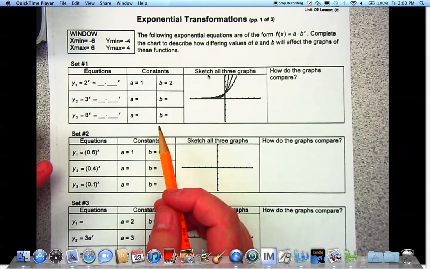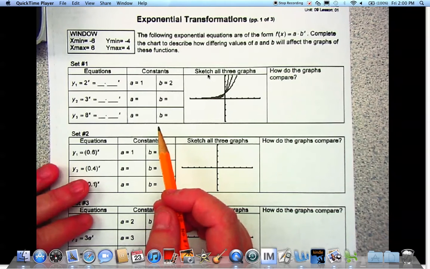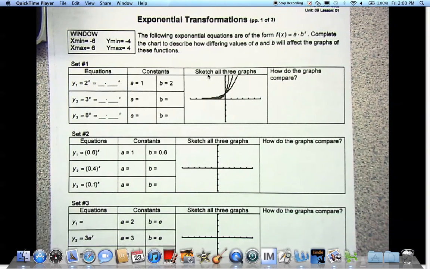Guys, we're getting ready. We're starting. Okay, exponential transformations. I want to do this and get it done, and then you'll have some free time. Okay, you have your windows set at x-min is -6, x-max is 6. Where's my calculator? Hey, is this the same stuff we've been doing? No, this is a little different today, but it's still exponential.